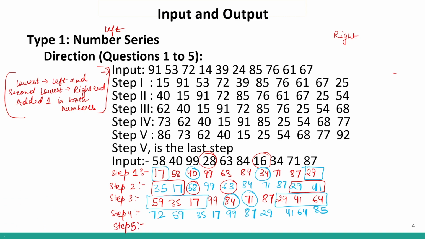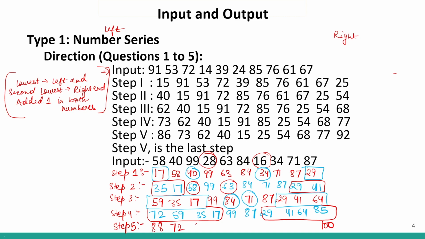Step 5, up till this number we have already fixed. Over here also up till this number we have already fixed. So the lowest number is this one, which is 87, which will become 88. And the second lowest number is 99, which will become 100. The rest sequence will remain the same.